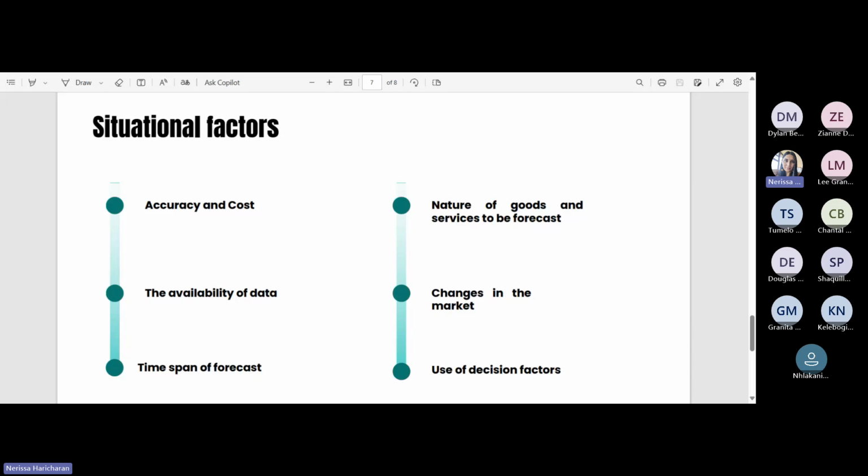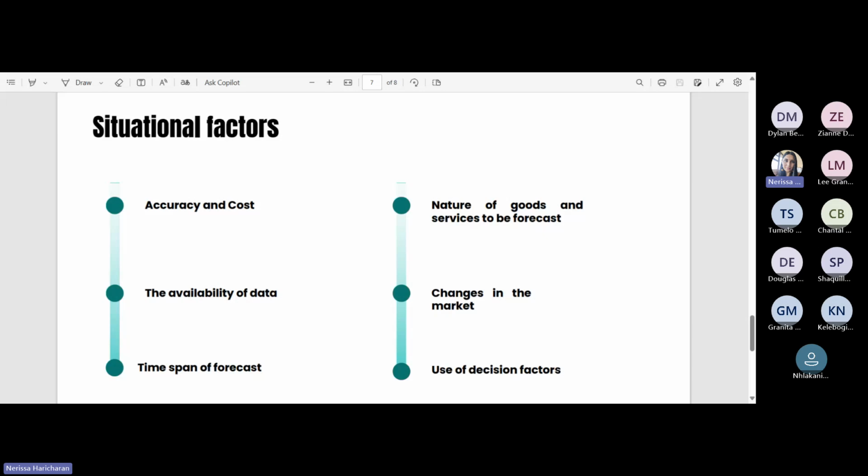Then you're going to understand from the time span perspective what sort of method you're now choosing. You need to understand what the influence of that forecast is going to be and the time that's available to collect that information or that forecasting, that quantitative or qualitative portion of it.